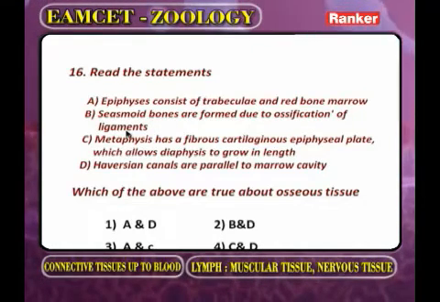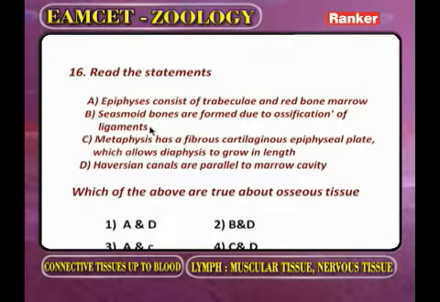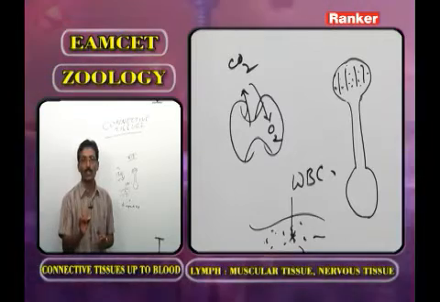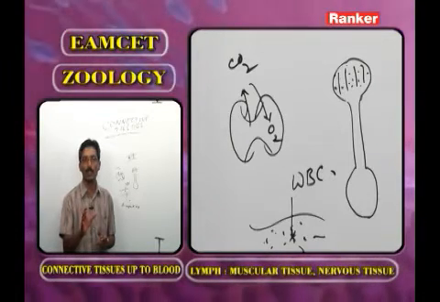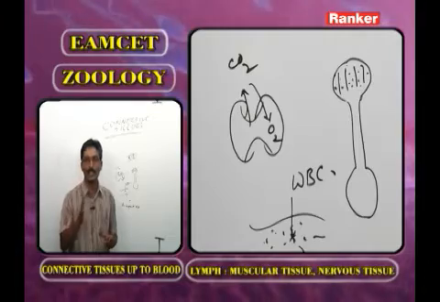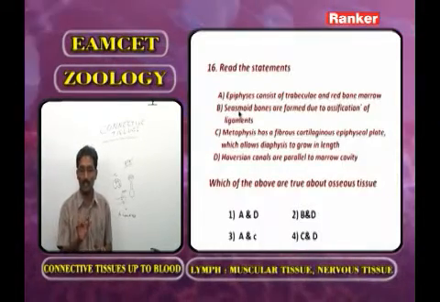Now the second one: sesamoid bones are formed due to the ossification of ligaments. Now we know very well what is meant by a sesamoid bone. This part we call the kneecap. The kneecap is also called the patella, also called a sesamoid bone. It is formed by the ossification of tendon but not the ligaments. So the second option is wrong.